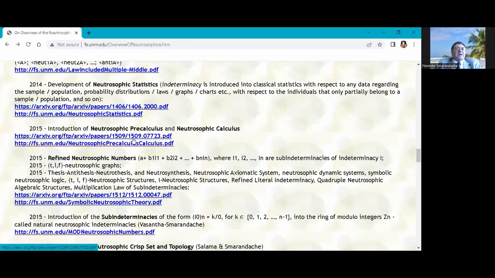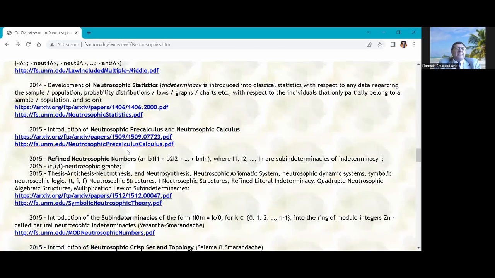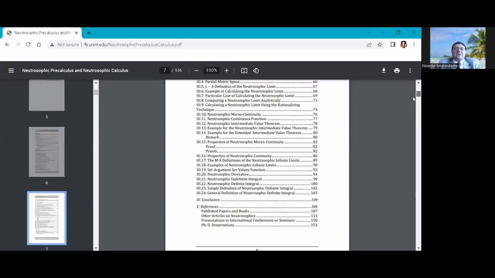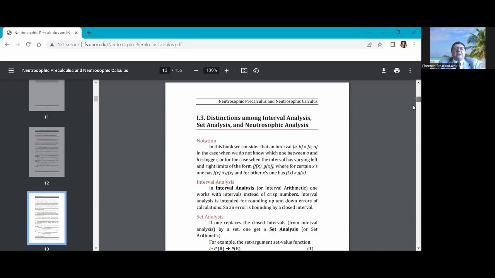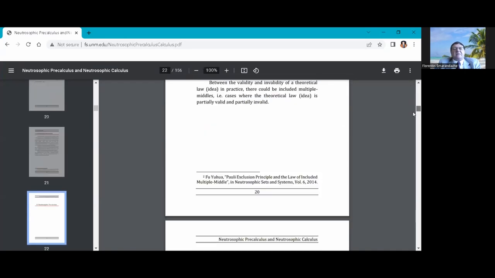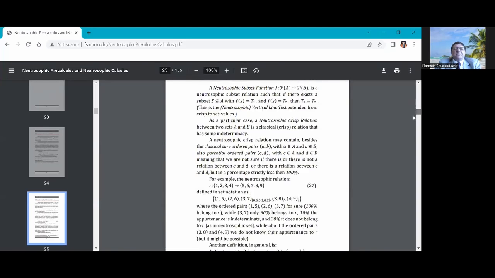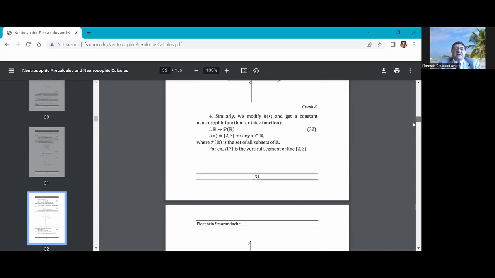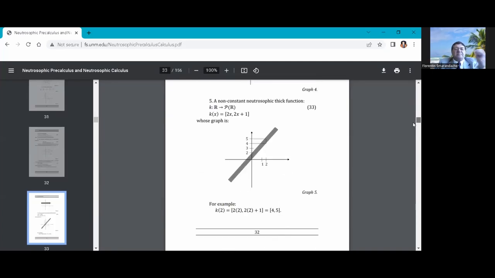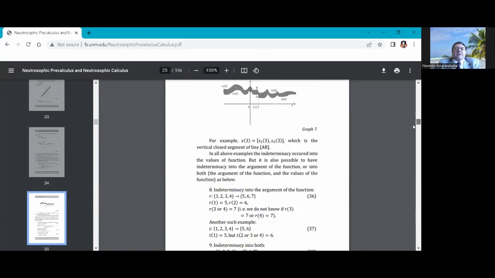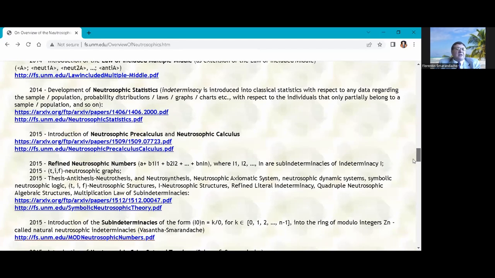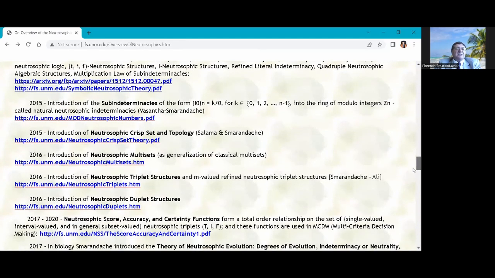Then Neutrosophic pre-calculus and calculus were developed further on, and defining the derivatives, also using the indeterminacy. The main distinction is the indeterminacy between other types of sets and logics and Neutrosophic sets.